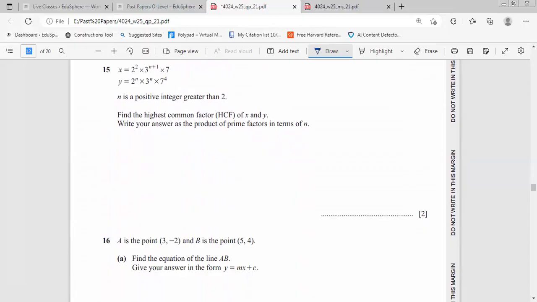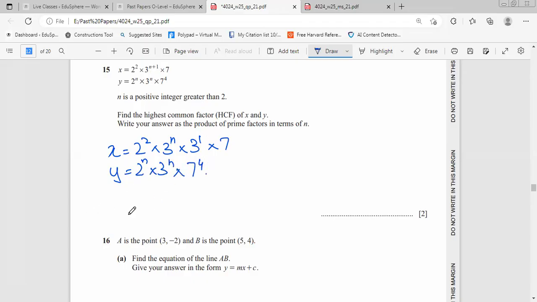So x is a positive integer greater than 2. Find the highest common factor of x and y. Before I write the highest common factor, I have to write x is equal to 2 squared into 3 power n into 3 power 1, because when the bases are multiplied, the powers are added. If I have to split it up, I write 3 power n plus 1 as 3 power n and 3 power 1 times 7. And for y, I write 2 power n into 3 power n into 7 power 4.